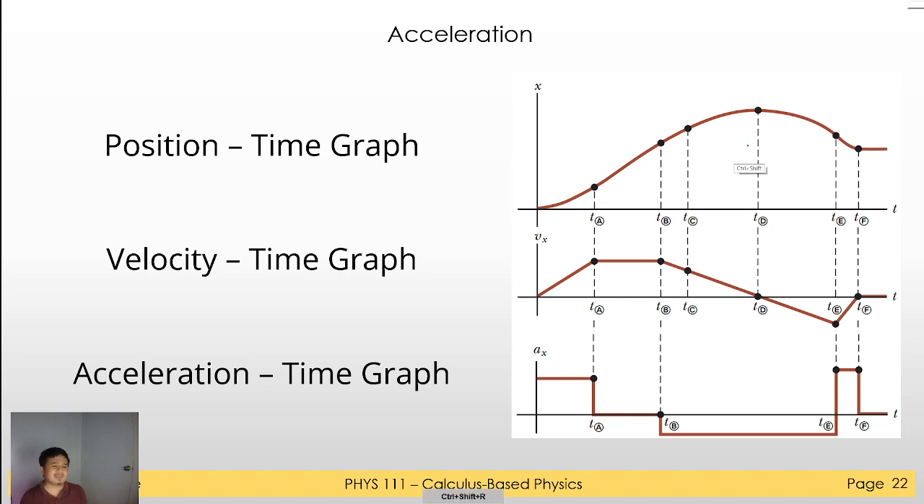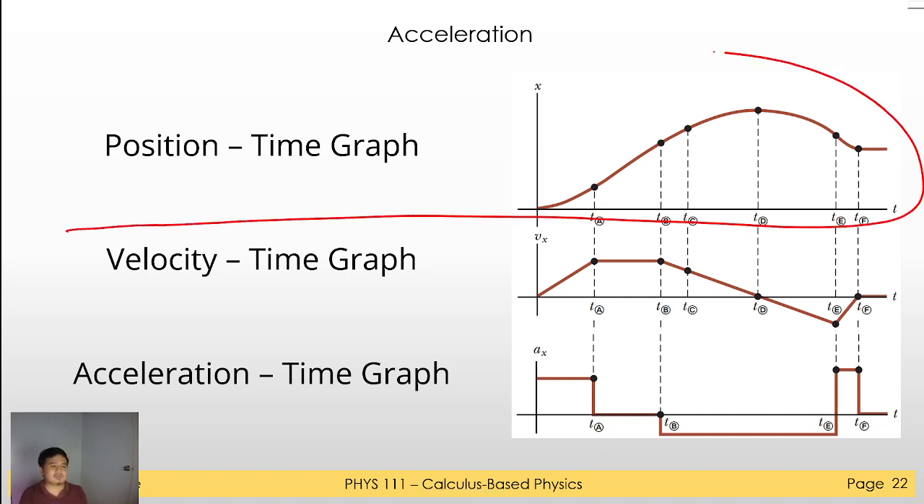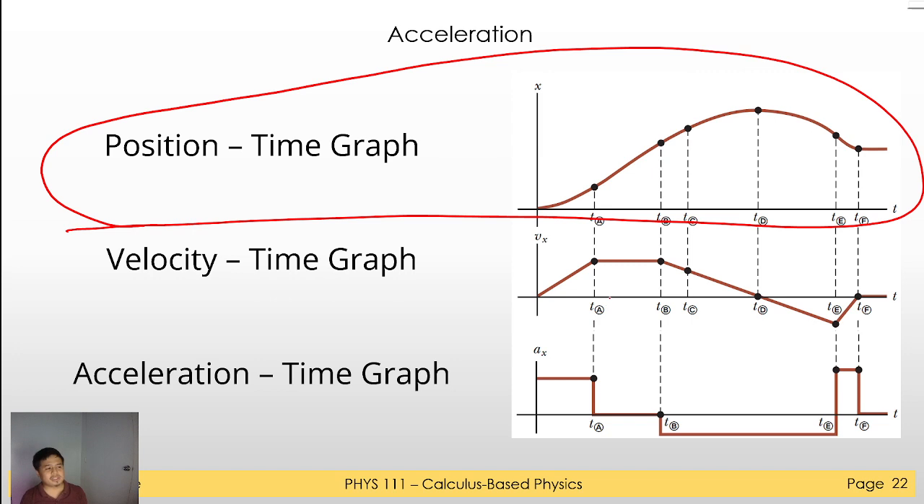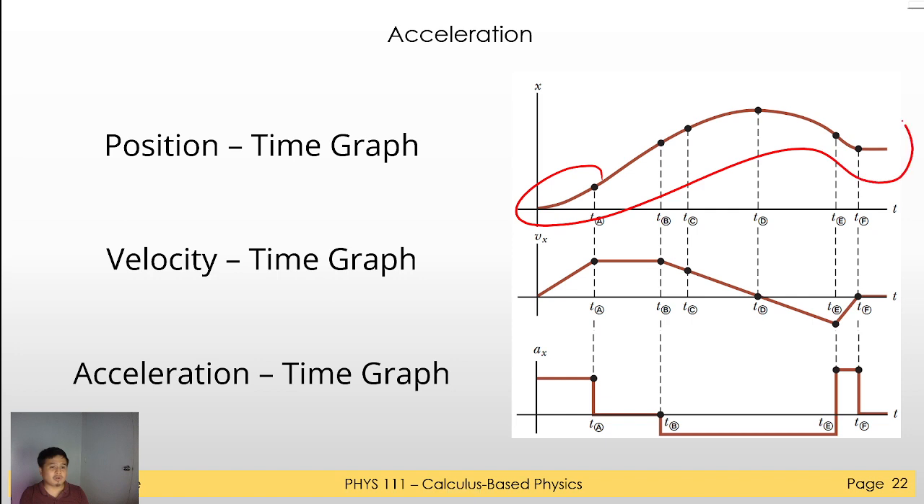So let's say you have only this given: the position-time graph. Can you determine the velocity-time graph of your particle? The answer is actually yes. So we can erase this now, and then rediscover it using the analysis of our curve.